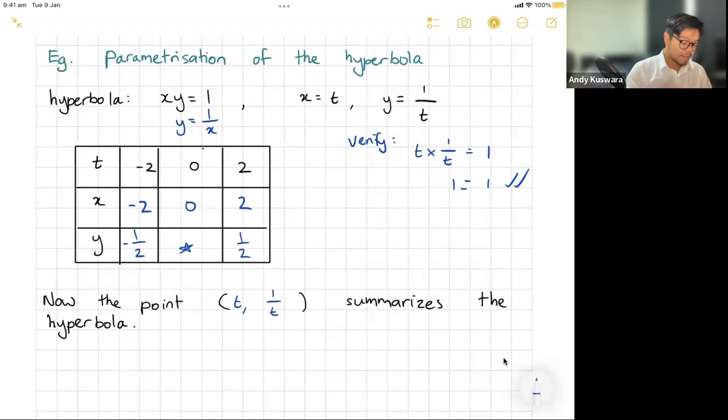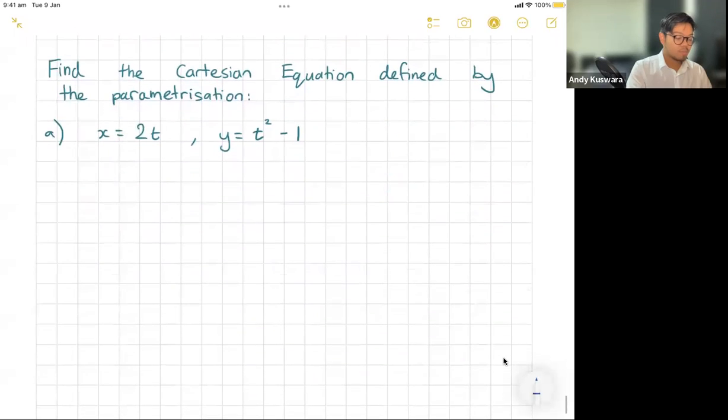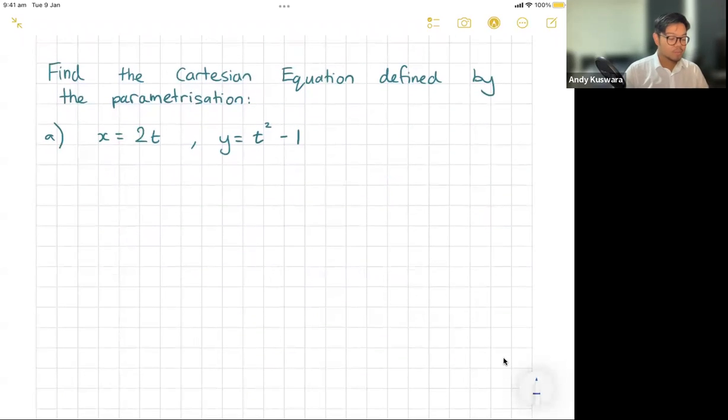Now, that's kind of how this all works and how you fill out the table, all that kind of stuff. But this is probably where it becomes slightly more helpful. Here, they've given you a parametrization. They've given you x equals 2t, y equals t squared minus 1. Now, we don't know what the Cartesian equation is, but let's try to find that out.